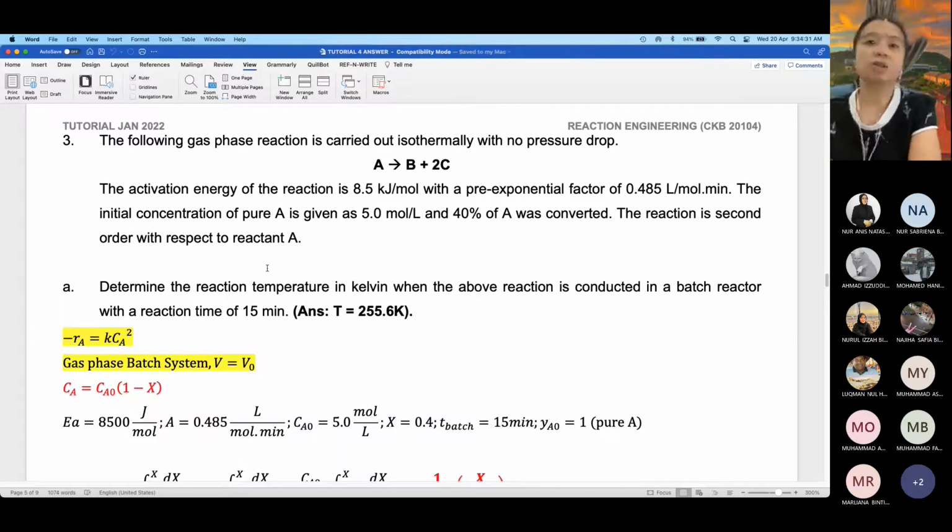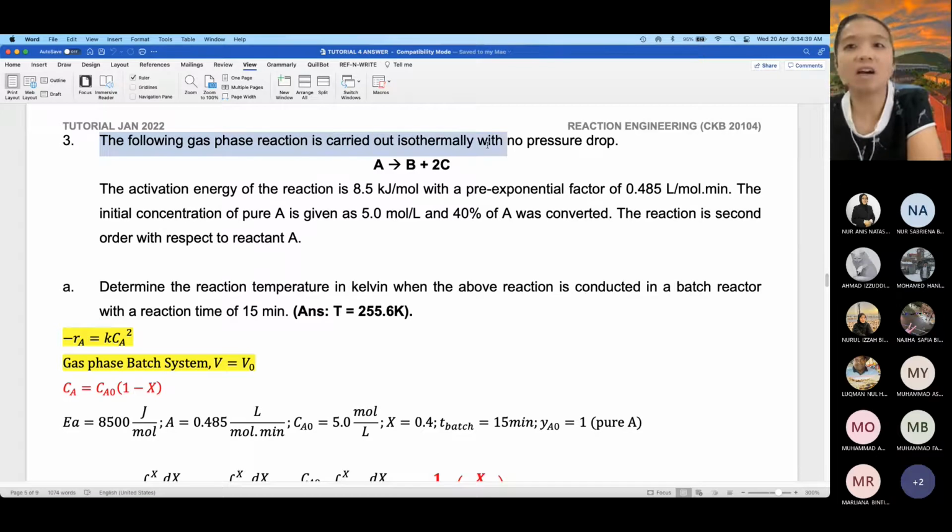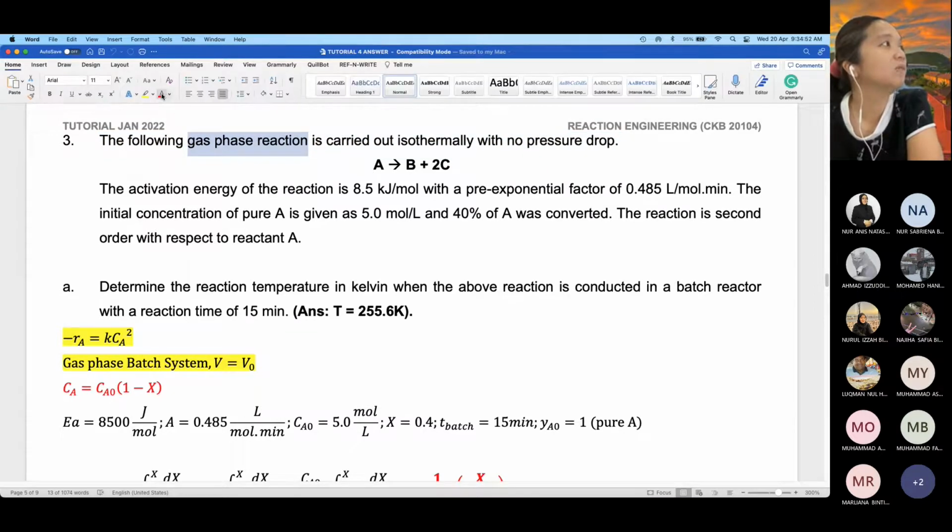So let me try to explain it slowly, question by question. First, they say the following gas phase reaction is carried out isothermally with no pressure drop. Okay, the very first important information from the very first sentence is that this is a gas phase reaction. You must always remember that when designing reactors, the phase of your reactants is very important, because the equations can be different for certain types of reactor when you have different phases.